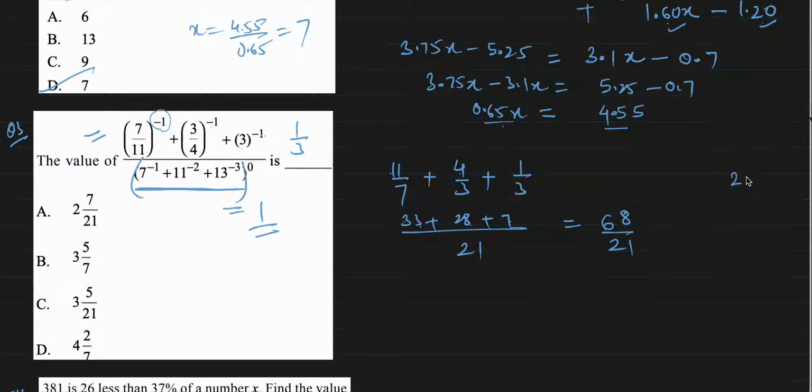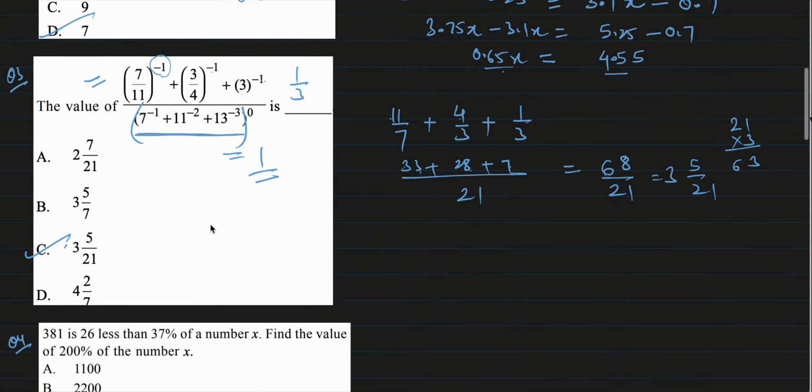21 threes are, sorry, is 63. Yeah, so it is 3 and 5 by 21 is your answer. So that's the option over here. Okay, students, now let's move to the next question.